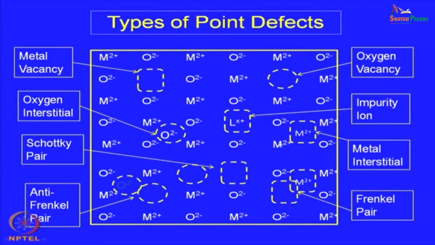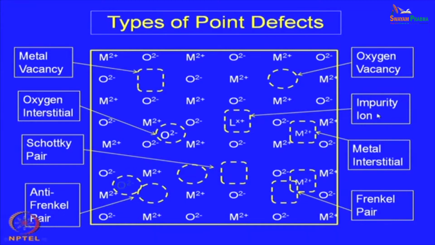Similarly, you can have a metal interstitial. Just like oxygen, you have a metal in an abnormal site which is not supposed to be occupied by metal, but the interstitial site is being occupied by metal. So, the position is not a regular position, and therefore it is a defect so far as the crystal lattice is concerned.